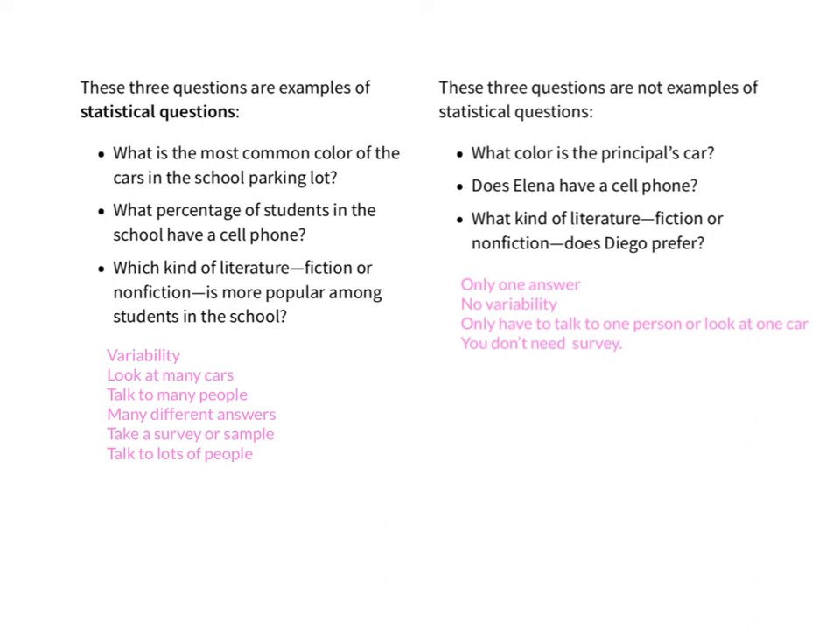So when we're talking about the differences here between statistical questions and questions that are not statistical, that's what we're talking about. Statistical questions have variability. There are lots of possible answers. We need to talk to a lot of people to figure out an answer to a statistical question. But if it's not statistical, there's only going to be one answer. There's no variability. You don't need a survey. You can just talk to one person or look at one thing.